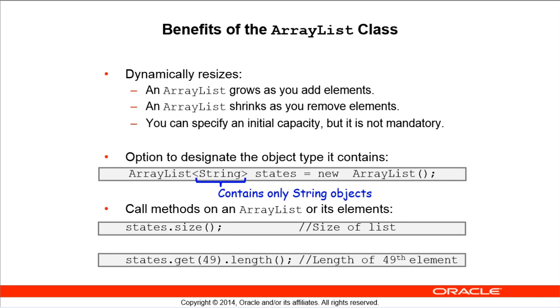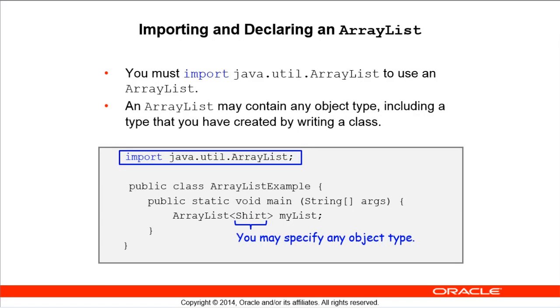In the first example, we can assume that all 50 US states have already been added to the list, and we use the .size method to get the size of the list. The second example shows how to get the length of a specific element in the ArrayList. You have to import java.util.ArrayList to use an ArrayList, and an ArrayList may contain any object type, including a type that you have created by writing a class.